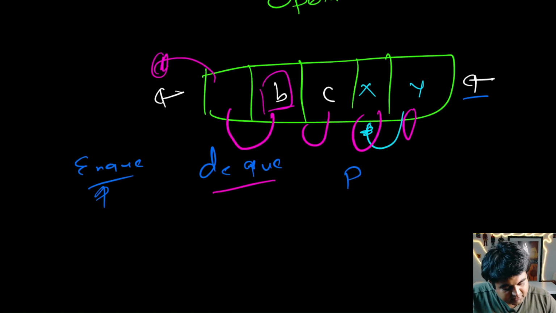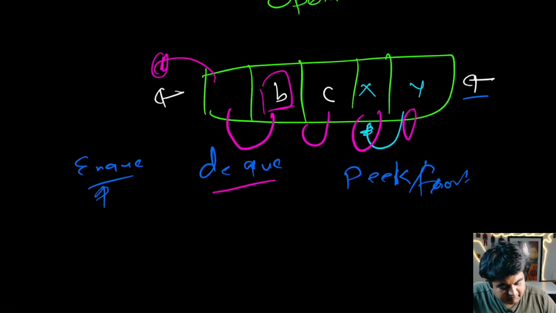Now, there is one more operation we can do, and that is called peek, or sometimes it is also called front. This simply shows whatever value is currently present at the very beginning of the queue. So in this case, if we do the peek operation, we would fetch the value B.